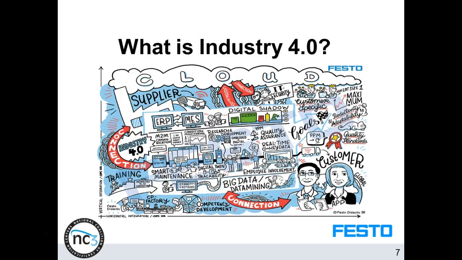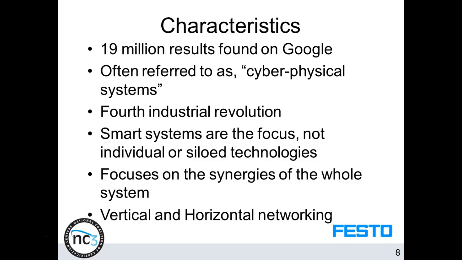So what is Industry 4.0? Good gracious, it's a conglomeration of stuff all over the place, right? Well, that will break down in our slide presentation. They'll break all this down into individual parts. So this said 19 million, so you can tell how far back this was. I need to reprise this. We had over 480 million results when we searched for Industry 4.0, right?